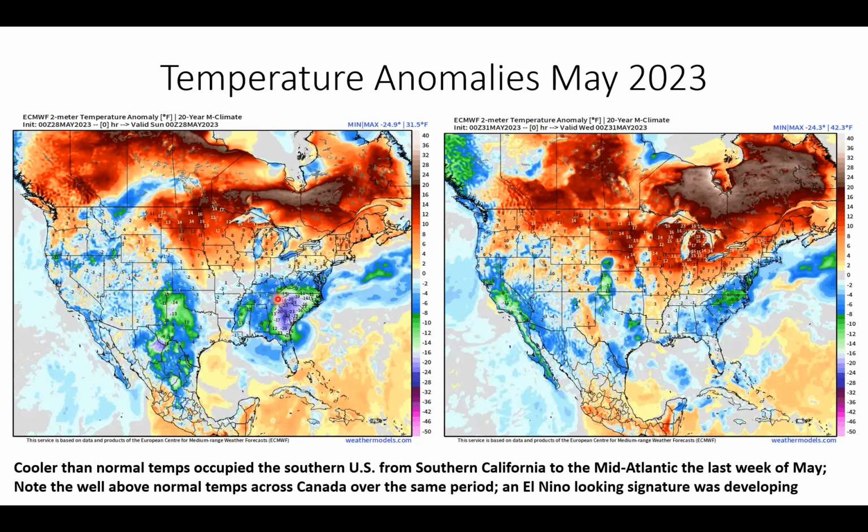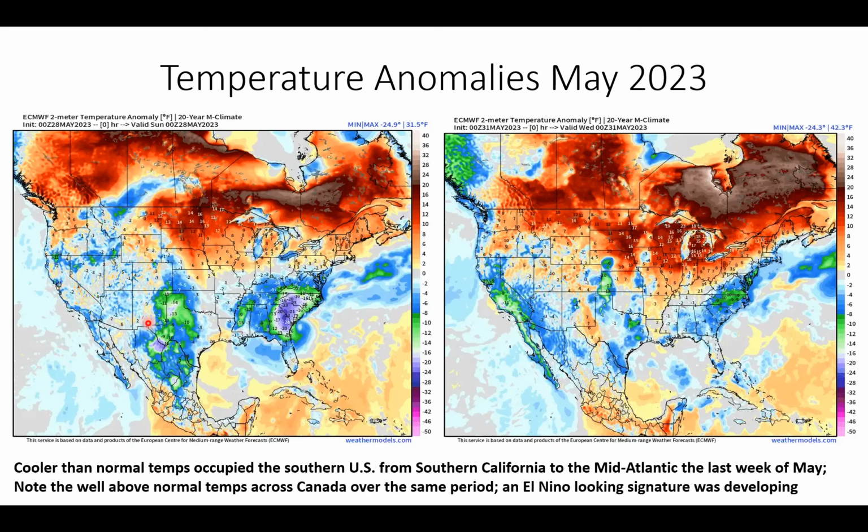Looking at the 28th of May, 2023 temperature anomalies, now you'll notice this purple shading, which indicates 20 degrees plus Fahrenheit below normal temperature anomalies across parts of coastal Georgia into South Carolina, a good portion of North Carolina, including Charlotte, up the coast a little bit towards southeastern Virginia. It was a much cooler than normal temperature regime across these areas for the 28th of May.